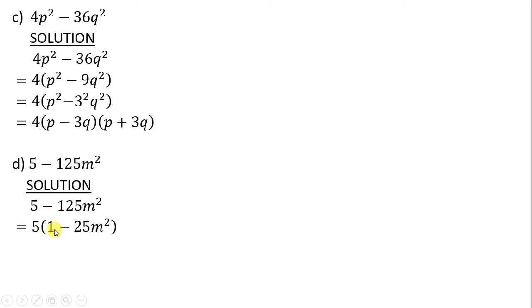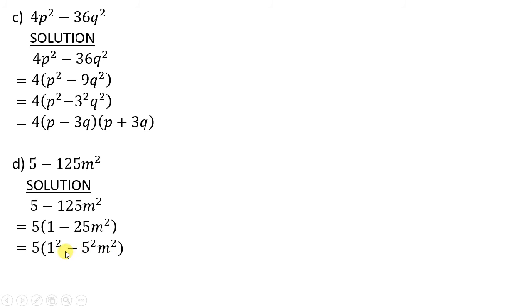1 is a perfect square number. We are going to express it in the form 1 squared. 25 is a perfect square number. We are going to express it in the form 5 squared. So we have 5, open your brackets, 1 squared minus 5 squared m squared.